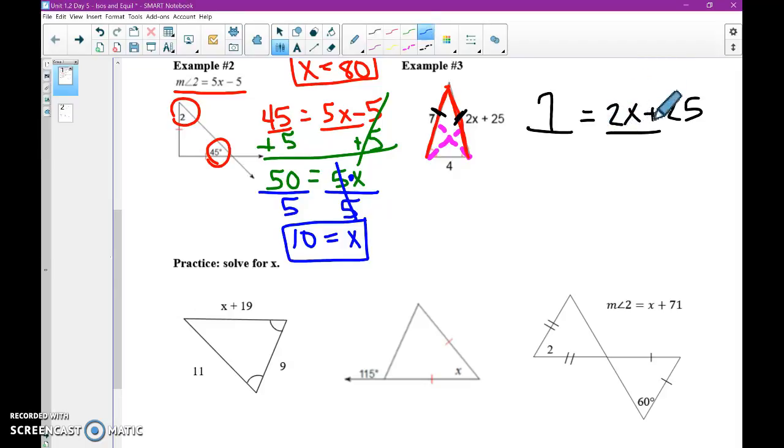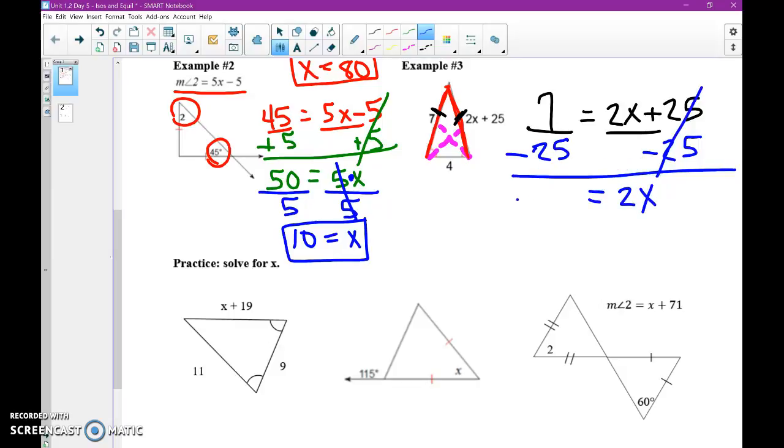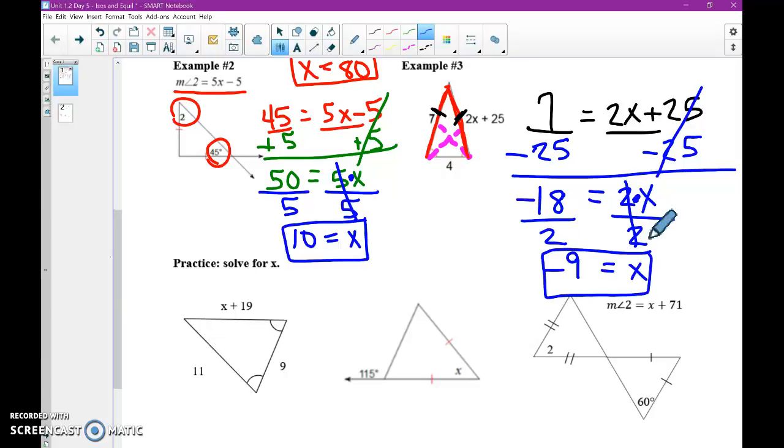I want to get x by itself. So I can't deal with the multiplication and division until I get rid of all the adding and subtracting. So let's move 25 to the other side. Those go away. I have 2x is equal to negative 18, I believe. 2x is the same as 2 times x. So to get rid of multiplication, I divide. And we get that x is equal to negative 9 as our answer.